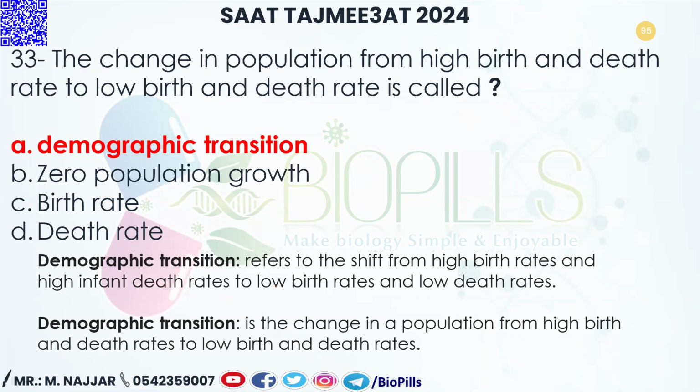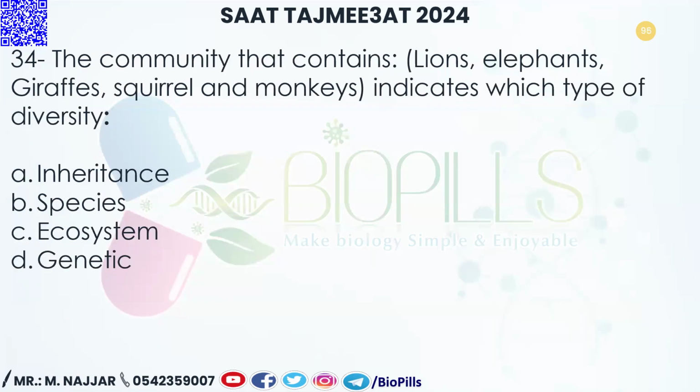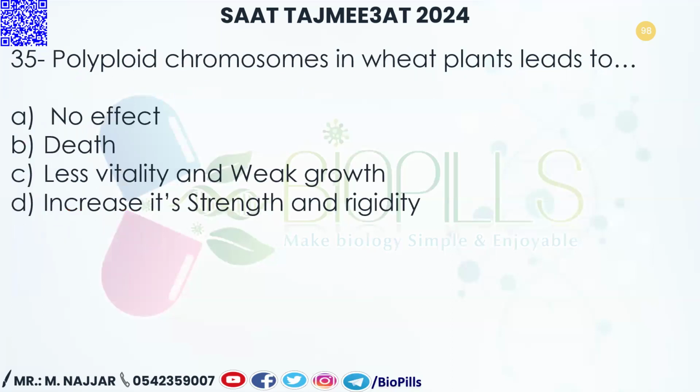Question number 34. The community that contains lions, elephants, giraffes, squirrels, and monkeys indicates which type of diversity? Look at those animals. Are they from the same species? Yes, Al-Jawhara, you're right. It's called species diversity. Yes, Rima, species diversity. It's based on differences in species, multiple species. Question number 35.